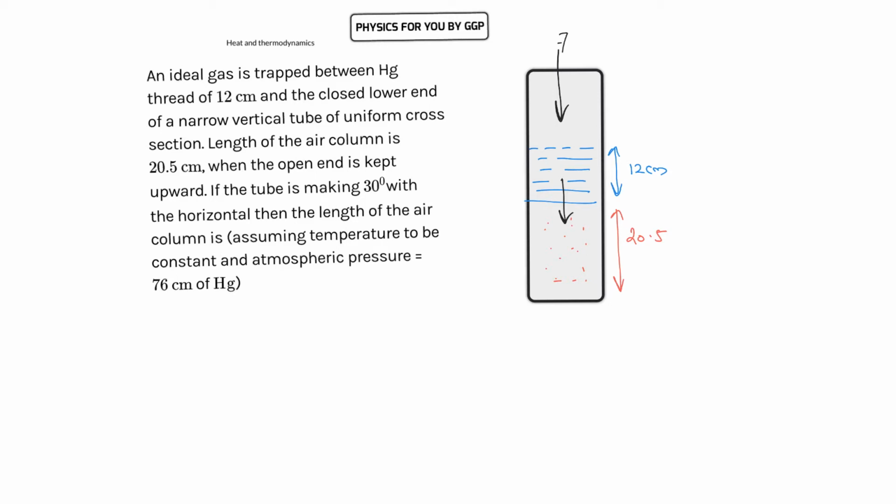So if we take atmospheric pressure equal to 76 centimeter of mercury, you can write the value of total pressure which is acting on the gas. This pressure will be equal to 76 plus 12, which is equal to 88 centimeter of mercury.